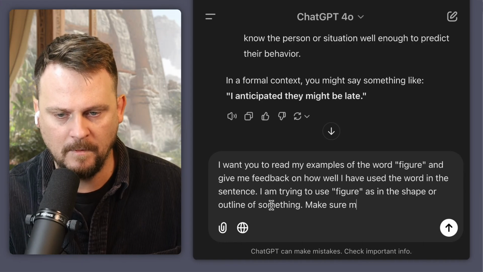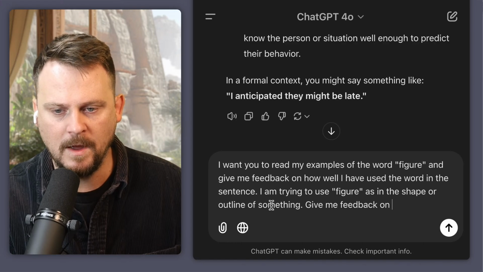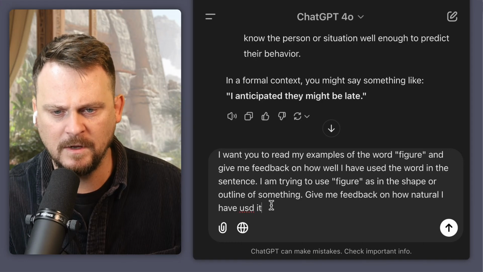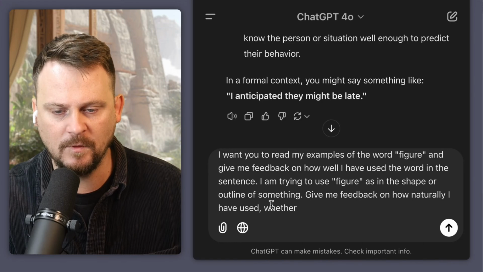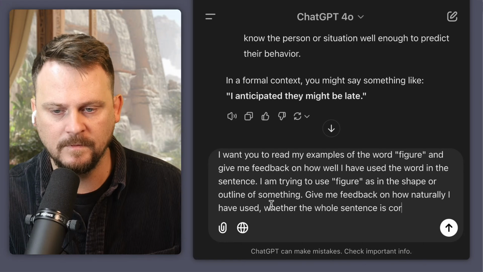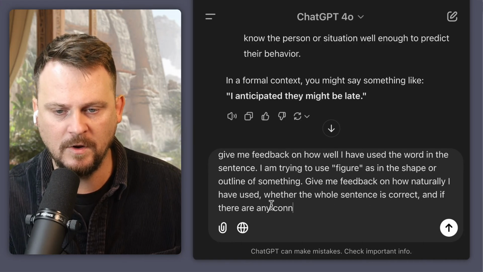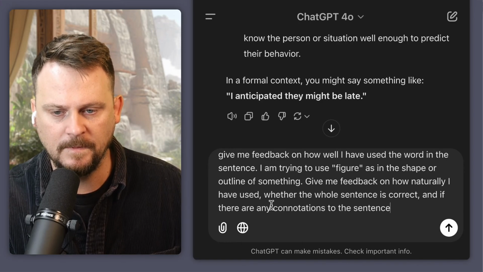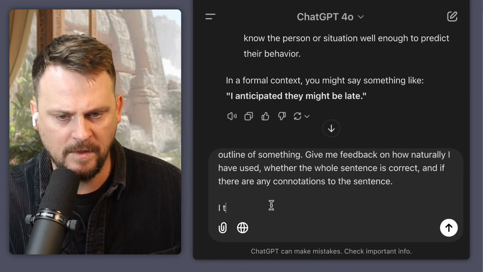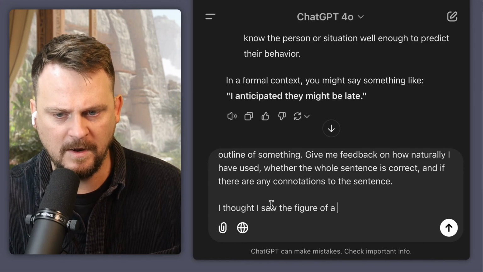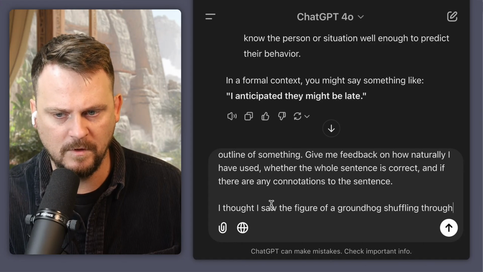Make sure my examples, let's see, give me feedback on how naturally I have used it, whether the sentence is correct, whether the whole sentence is correct, and if there are any connotations to the sentence. Let's see. So I might say, I thought I saw the figure of a raccoon. No, what did I? A groundhog. Shuffling across my backyard.